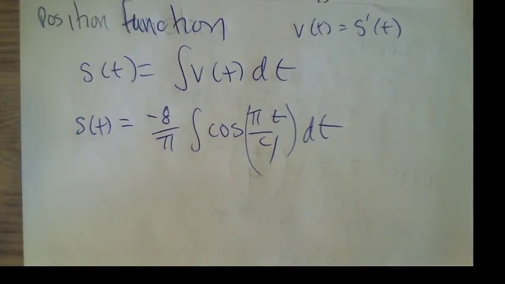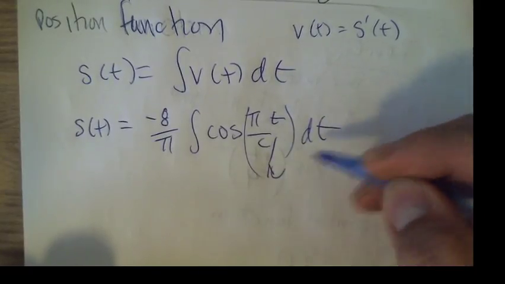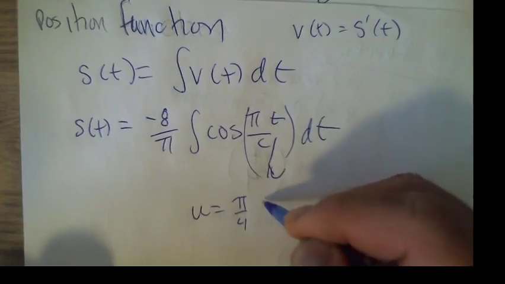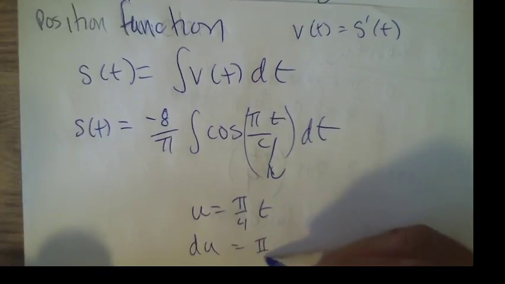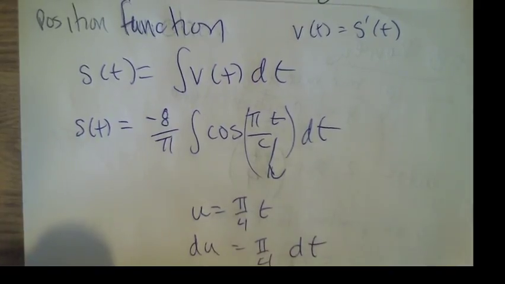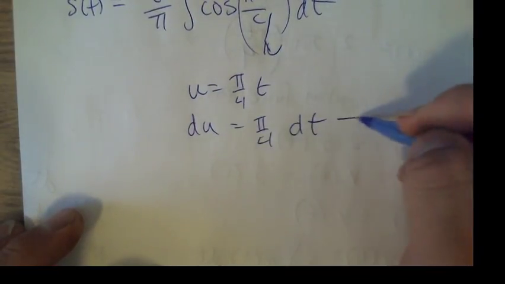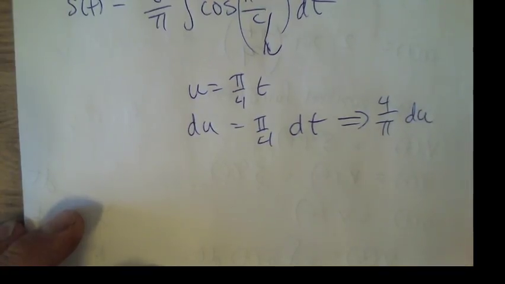Okay, and then I'll do my antiderivative again from here, right? Antiderivative of cosine is sine, but again, we're going to have the same thing here, right? We have to make sure to be careful here. So let u be equal to pi over 4 t, which means that du is going to be pi over 4 dt, or in other words, 4 over pi du is equal to dt.